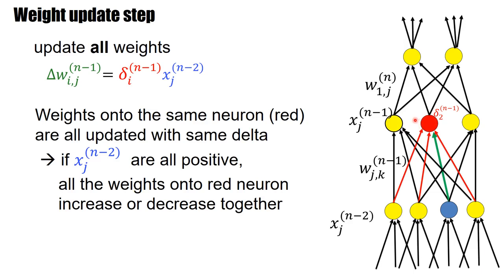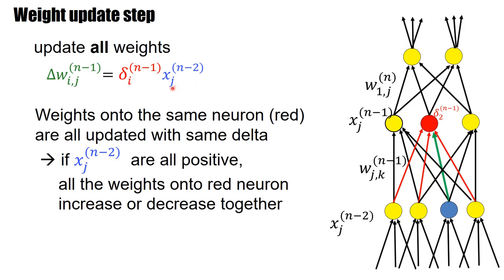This neuron gets input from many neurons from the previous layer, and the updates of the green weight use this delta, but the updates of the red weights also use the same delta. So in that sense, all the weights onto this neuron share the same delta. And now suppose that we use rectified linear units, so the x, the activities of these neurons, the output of these neurons, are either 0 or positive.